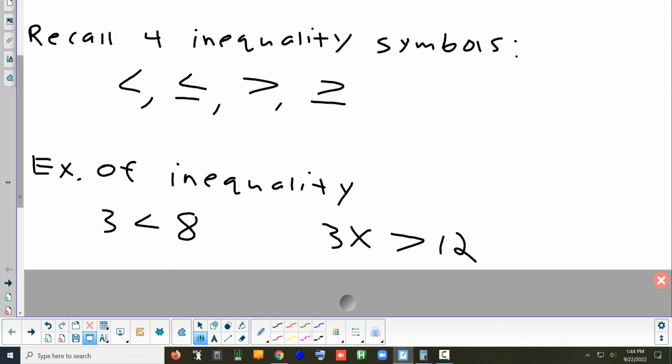There's a couple examples of inequalities. The one on the right, that's a conditional inequality. If you pick a number bigger than 4, it will work. If you don't, it won't. The one on the left, well, there's no algebra in that at all. It's just a true statement. 3 is less than 8.